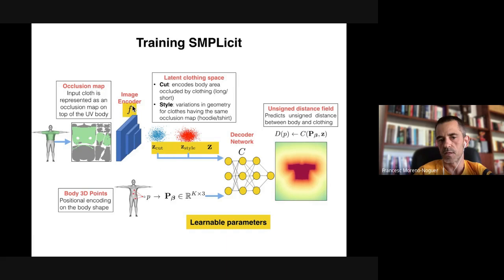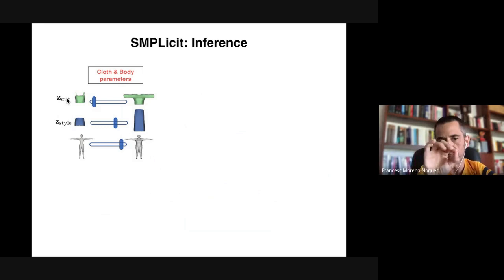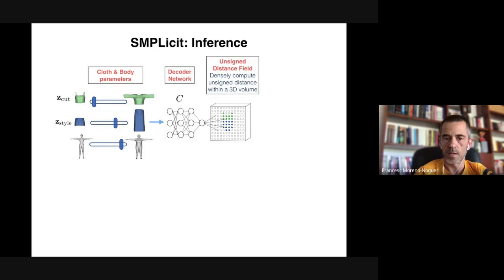Once we had this network trained, what we could do was the following. Imagine you have a slider: you can select the latent vectors that represent the cut, another one that represents the style, and also another slider that defines the parameters of the body, so if the person is taller or shorter, fatter or thinner, etc. We pass this through the trained network, and for every point in a space, let's say we take a 3D grid in a space, we predict the distance of this point with respect to the dressed person, right?